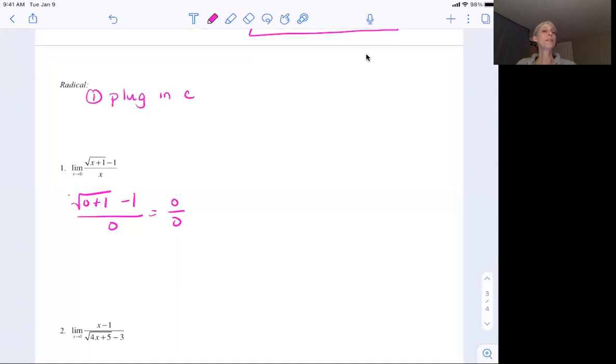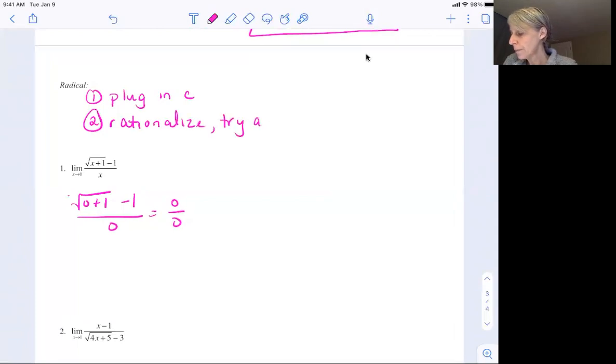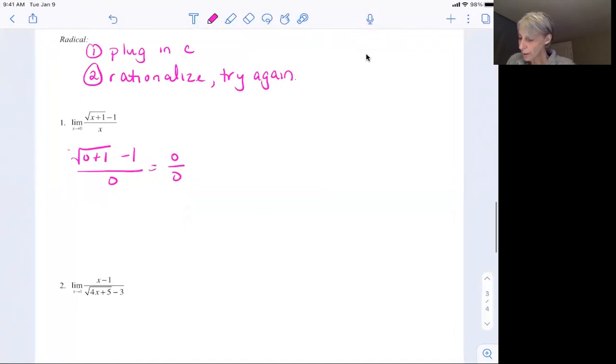So in order to deal with this, okay, what way do we have to rewrite a radical expression? We're going to rationalize and try again. So I'm going to rewrite my function. And we're going to think back to the beginning of the year when we rationalized functions. Our radical sign is in the numerator. So we want to multiply the top and the bottom by the conjugate.